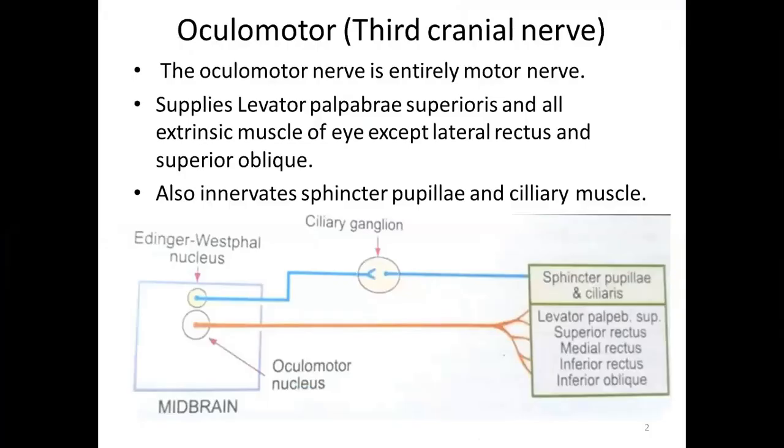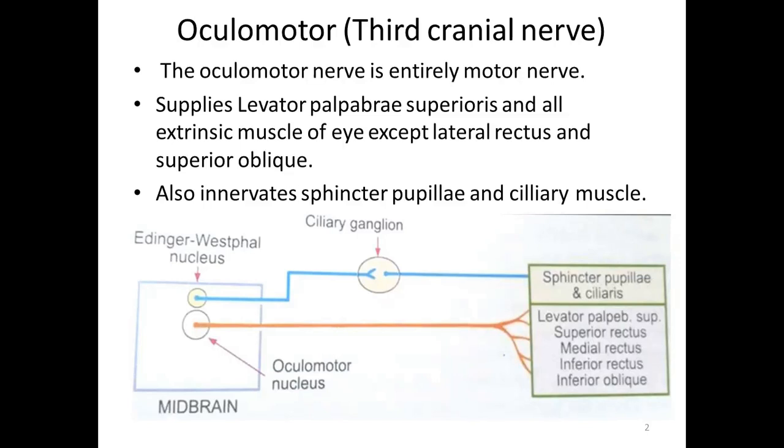First, the third cranial nerve is called the oculomotor nerve. The oculomotor nerve is entirely motor in nature and supplies the levator palpebrae superioris and all extrinsic muscles of the eye except the lateral rectus and the superior oblique muscle, which are supplied by the fourth and sixth cranial nerves respectively. It also innervates the sphincter pupillae and ciliaris muscle.